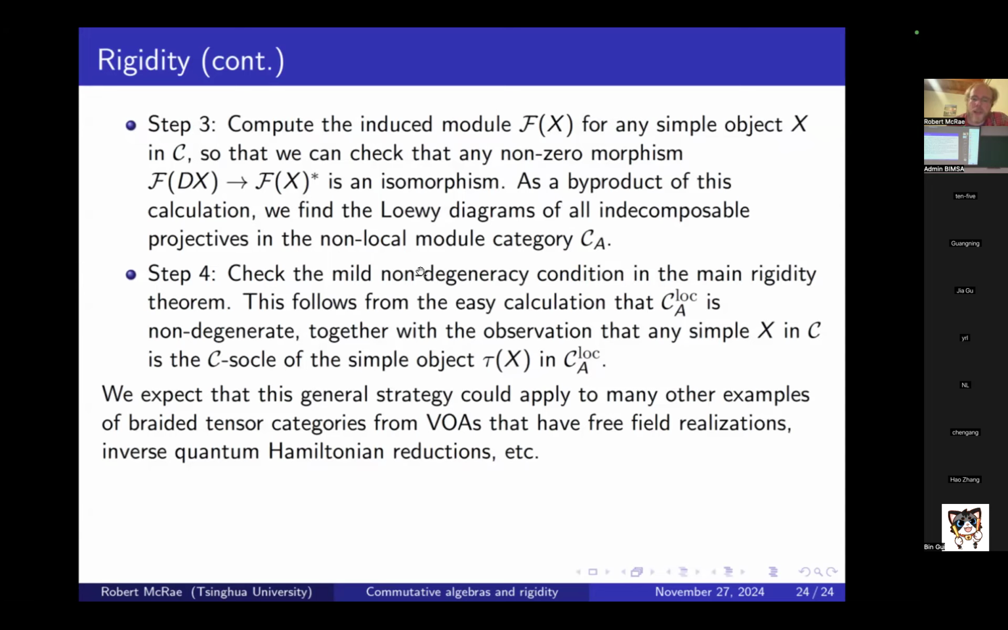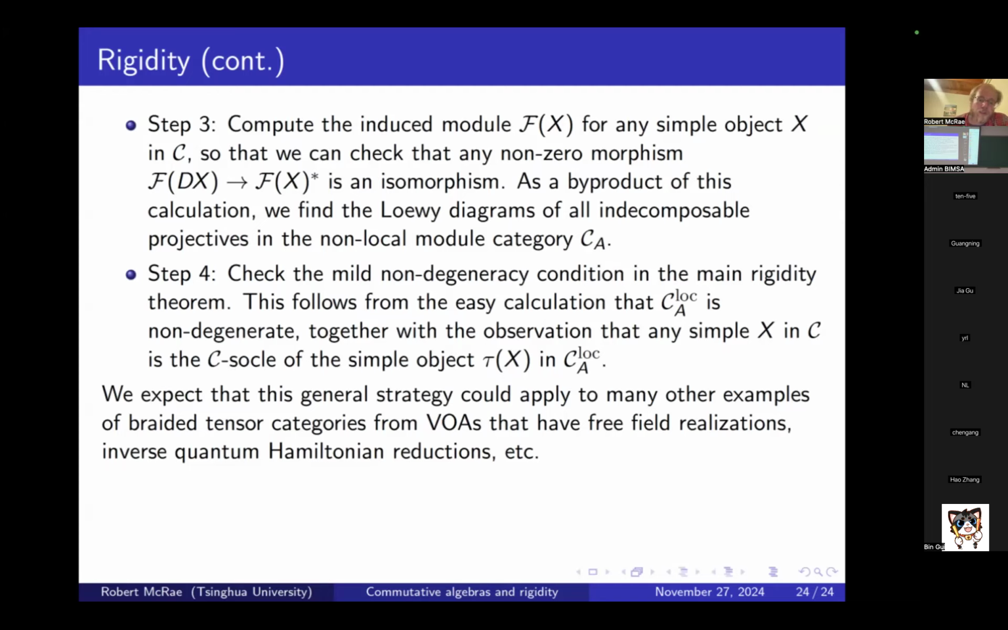And then there's this mild non-degeneracy condition that I mentioned earlier, and that's pretty easy because we can show that CA local is non-degenerate, and then we have this property that any simple object of C embeds into a simple object of CA loc. So we think that this general strategy could apply to a lot of non-semi-simple braided tensor categories that come from VOAs that have these kinds of free field realizations or inverse quantum Drinfeld-Sokolov reductions.